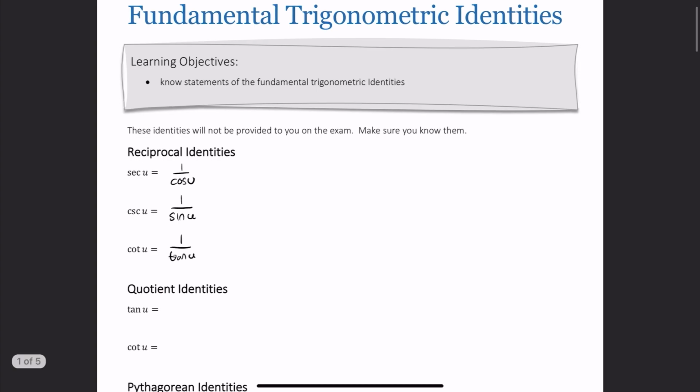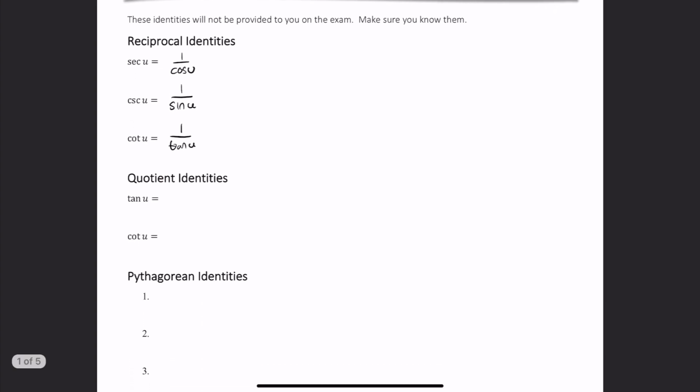Okay, so the quotient identities are next. Quotient identities: tangent, as you guys already know, is sine u over cosine u. And again, we can be using theta, but I'm just using u in this example. Then cotangent is actually just the opposite, which is cosine over sine. Pretty easy stuff to memorize.